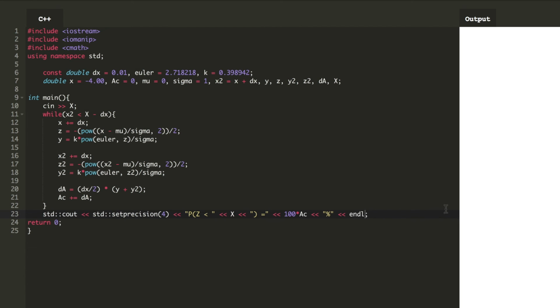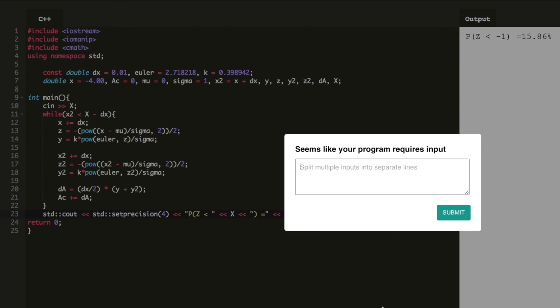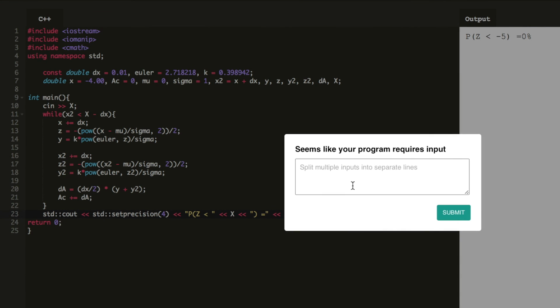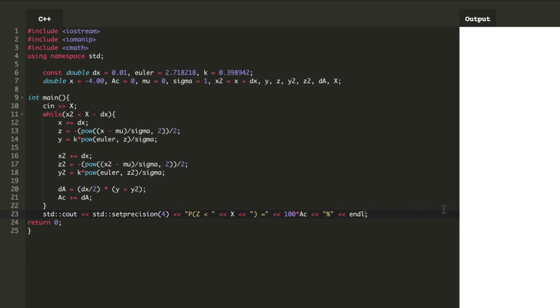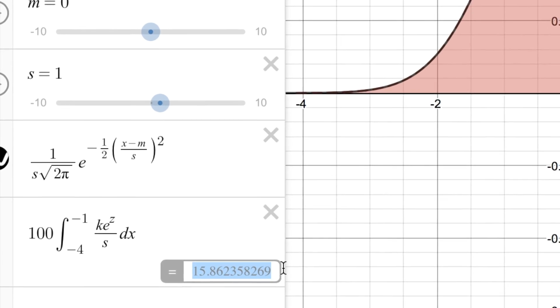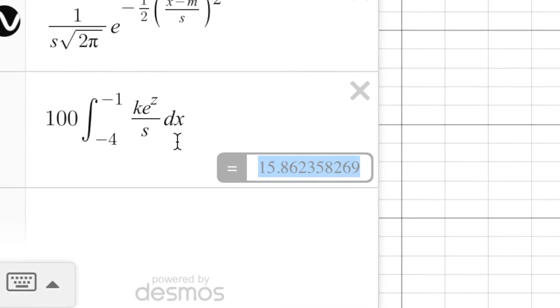If we run this again, we see that we get 15.86% printed, and for large negative numbers, we get a probability of 0, and for large positive numbers, we get a probability of 100%. Now, we can check this against an online calculator that I use called Desmos, link in the description, and it does the calculation, and we do see that our answer is indeed 15.86%.